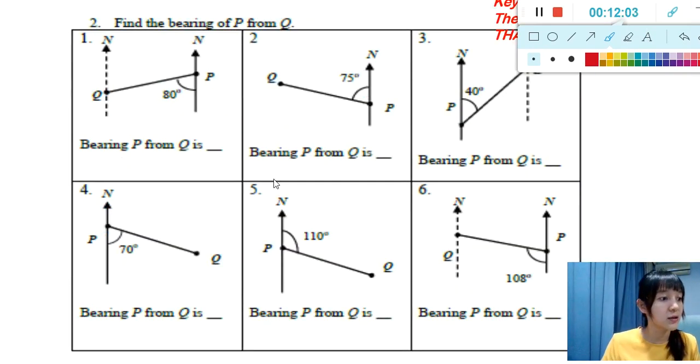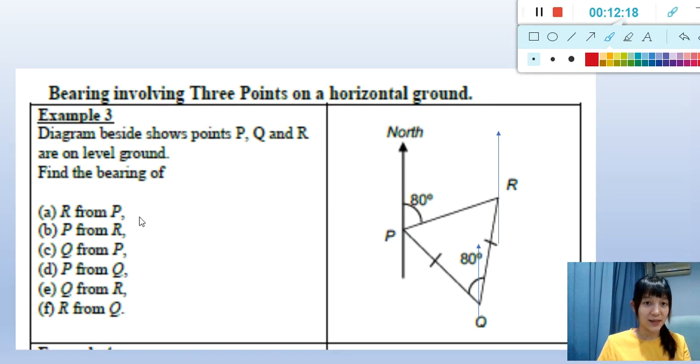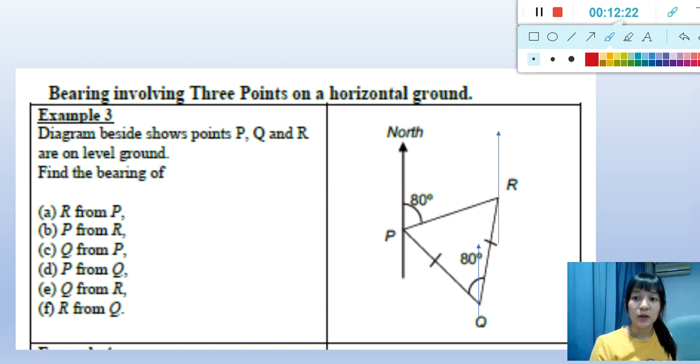So after this, on page 4, there is question 3, you finish it yourself. Then you go to page 5, you finish the first three questions on top, then below we are going to discuss this. Okay, bearing involving 3 points on the horizontal ground here.